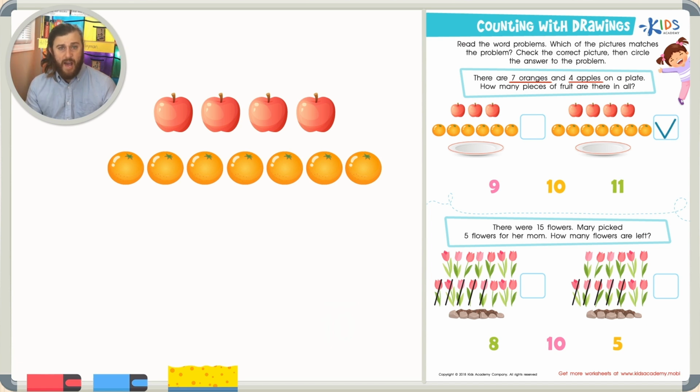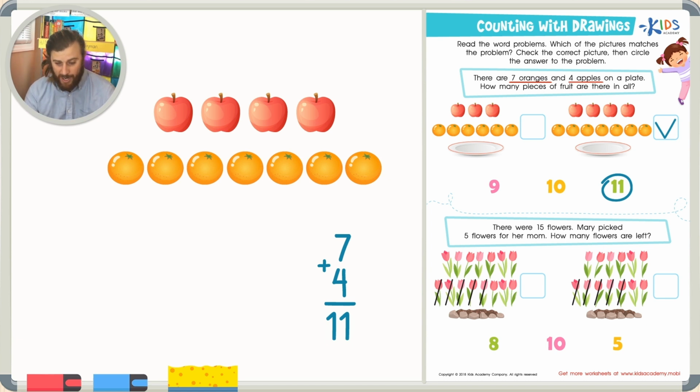But now we want to know how many fruits there are in all. So we need to count the fruits in total. So let's count, starting with the apples on top. 1, 2, 3, 4, 5, 6, 7, 8, 9, 10, 11. There are 11 fruits in total. We could have also written this as an addition problem. 7 for the oranges plus 4 for the apples equals 11 in total.